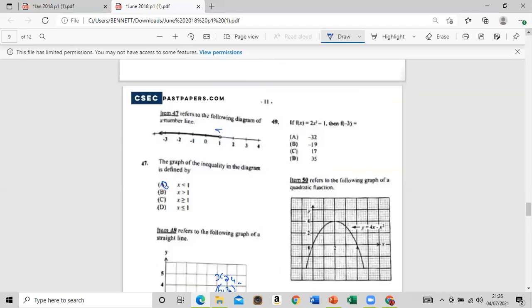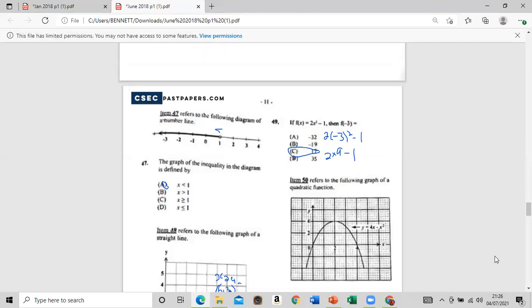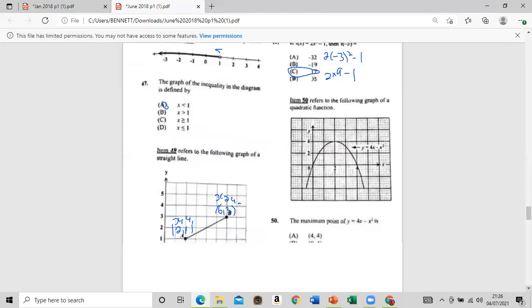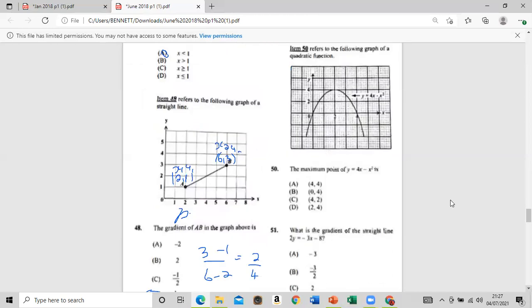Alright, 49. If f(x) equals 2x squared minus 1, then f(-3) is, now don't take this one for granted. Very simple, but don't take it for granted. I'll work it out for you guys. We have to square first, so we get 9. Then multiply: 2 times 9 is 18, minus 1. So the answer is 17.